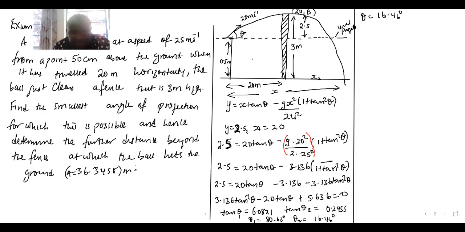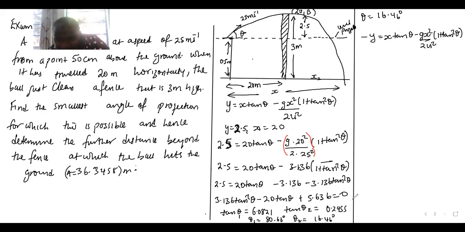What did we say? Shakira, when the body goes below the point of projection or level of projection, what happens to its vertical displacement? It becomes a negative. Thank you. So it's a negative: y is x tan theta minus g x squared over 2u squared times 1 plus tan squared theta.